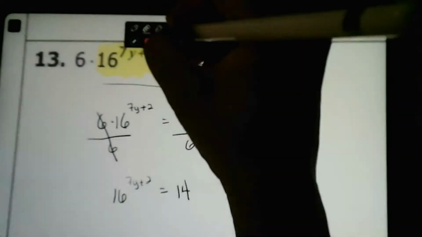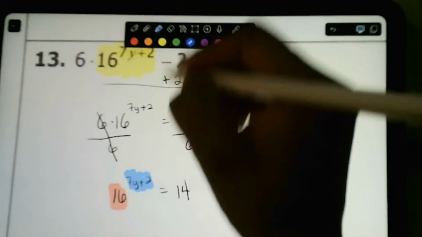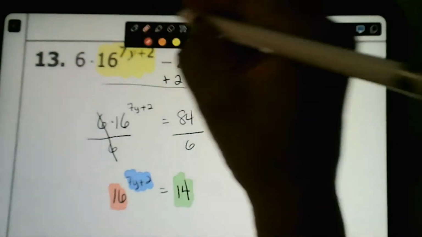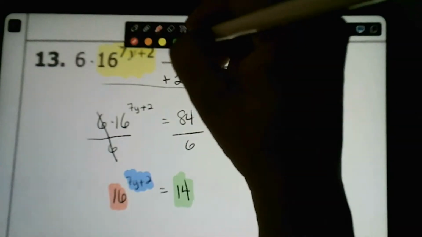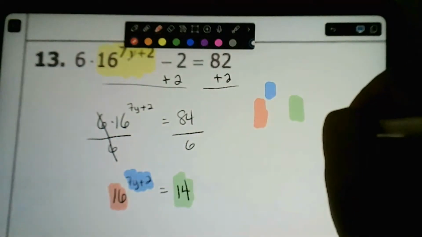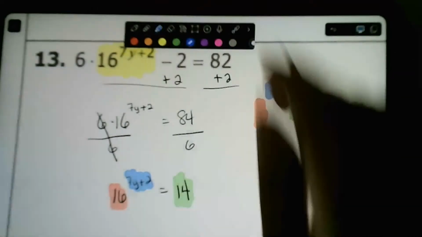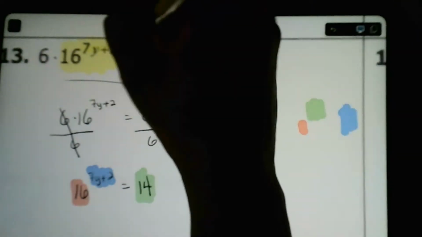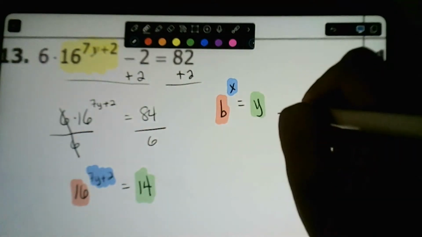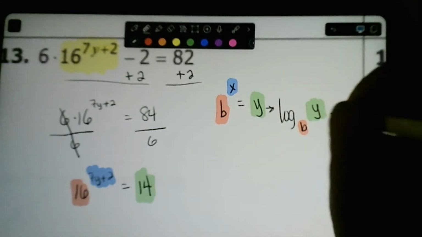And now I'm back to, let's put it in logarithmic form. This is the base. This is the exponent. This is the result. Remember, you trade it out this way. Base to the exponent equals result can be traded out for log of the result, with that base, equals the exponent.